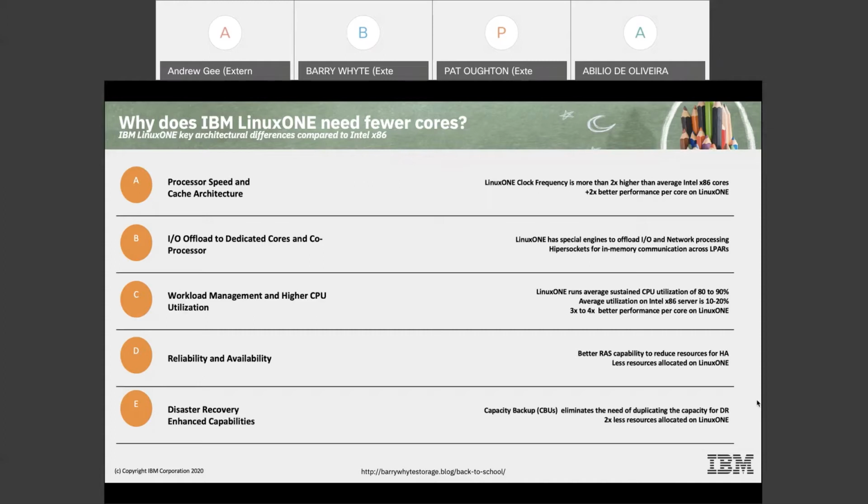Workload management, higher CPU utilization. The average Linux box, and LinuxOne machine, I should say, runs sustained CPU utilization at 80 to 90%, and it is more than capable of running at 100. Whereas the average utilization on Intel x86 servers around the place is 10 to 20% conservatively. So you're going to automatically get 3 to 4 times better performance per core.